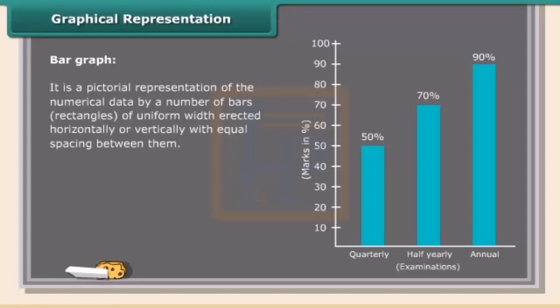The bar graph shows Divya's performance in the quarterly, half-yearly and annual examinations. It helps us to compare the whole year's performance. From the above graph, we infer that Divya's total marks has been increasing, which shows progress in her studies.